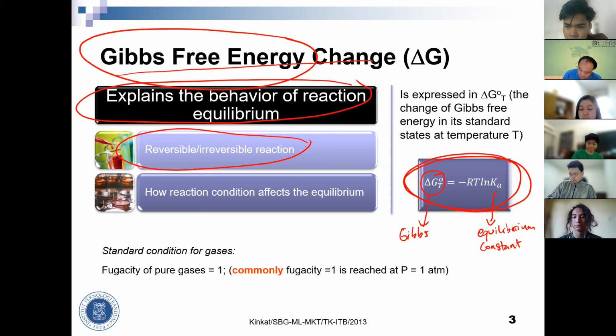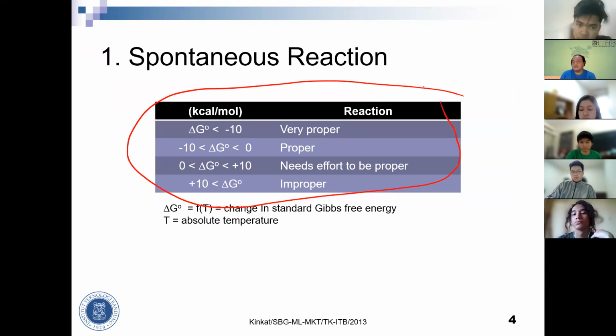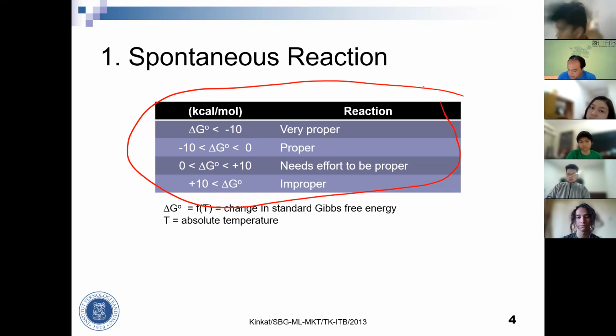For this reaction behavior, this is the rule of thumb, but it's not that strict actually. It's just a quick guide, a brief and fast early guidance about the feasibility of the reaction.